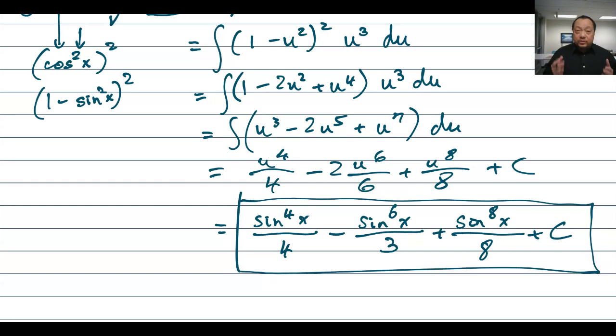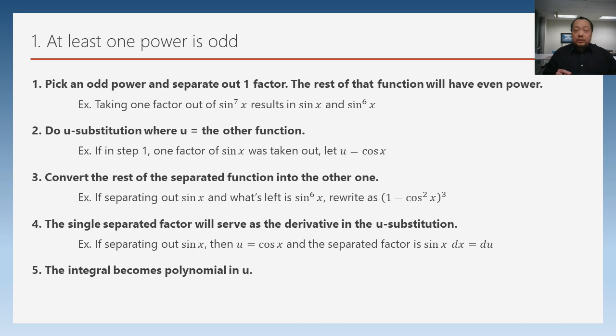There we go. For this type of problem, where there is a power of sine or cosine that is odd, these are the steps. First, pick an odd power and separate out one of them, either sine or cosine. Do u substitution where u is equal to the other function. So if in step 1 you separate out the sine, then u is equal to cosine. If in step 1 you separate out the cosine, then u is equal to sine. Use the Pythagorean identity to replace into the u function and then integrate as a polynomial.